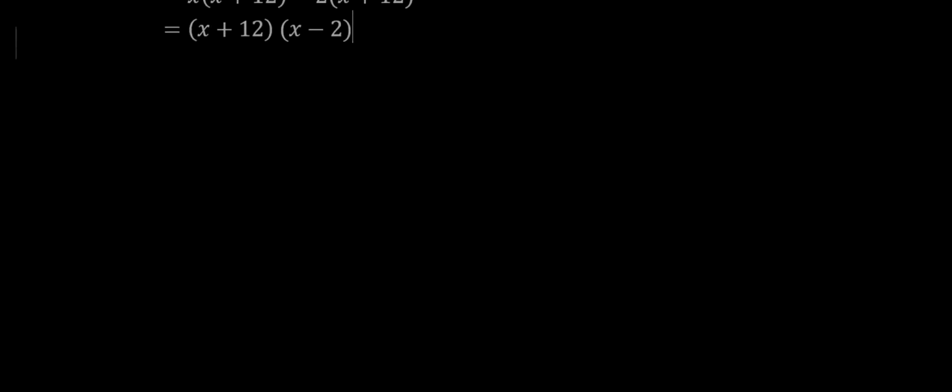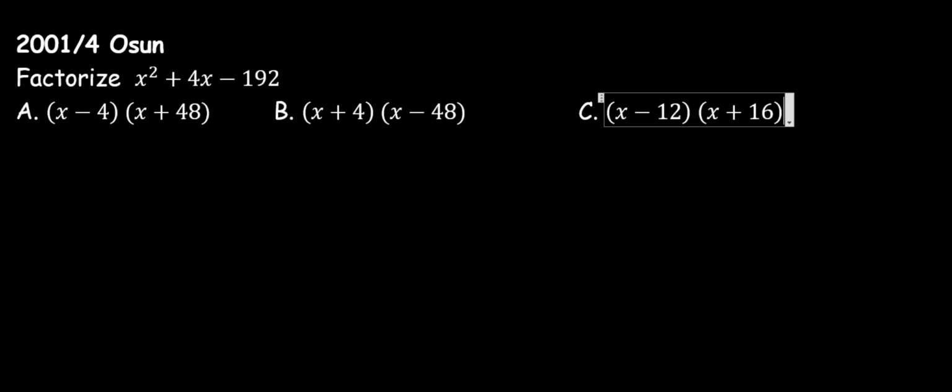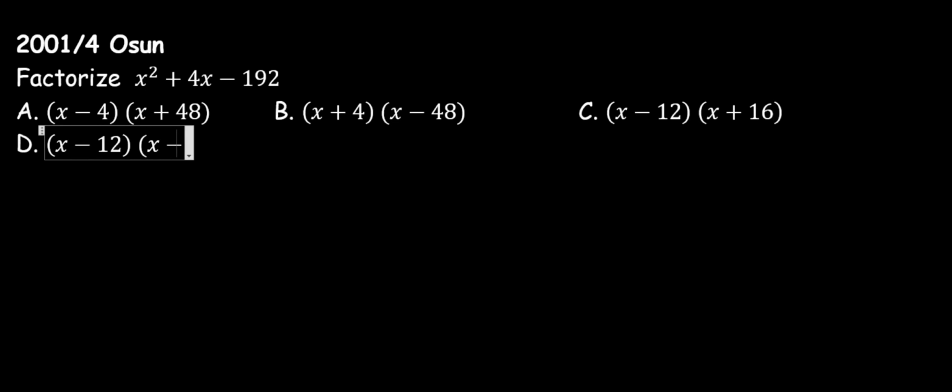Another example. Factorize x squared plus 4x minus 192. The options are given: A, x minus 4 bracket open into another bracket open x plus 48. B, bracket open x plus 4 bracket close into another bracket x minus 48. C, x minus 12 bracket open and close into another bracket x plus 16. D, x minus 12 bracket open and close into another bracket x minus 16. E, x plus 16 bracket open and close into another bracket x plus 12.